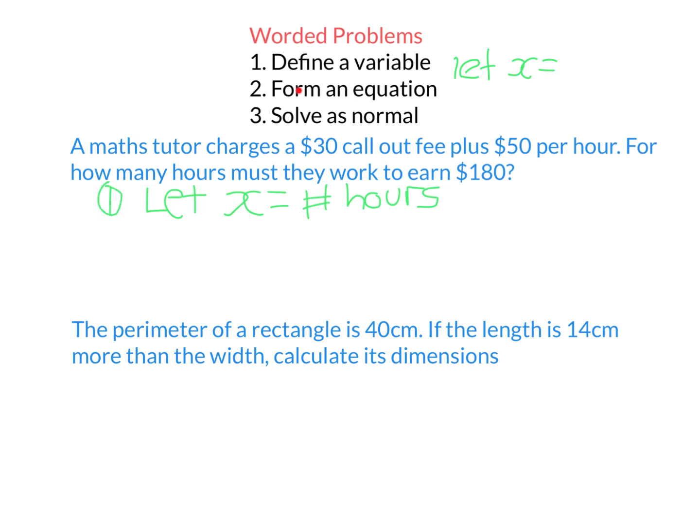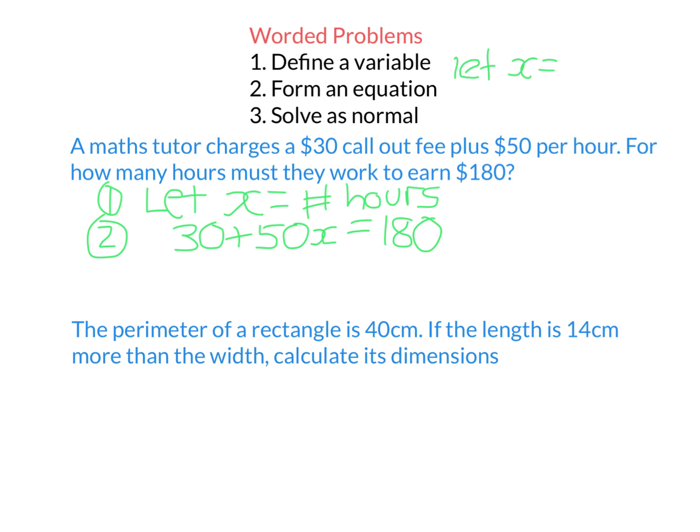So step 2 is form an equation. Basically that means I'm going to rewrite all of this information using only mathematical symbols and numbers. So what I'm going to do is rewrite this like $30 call out fee plus $50 per hour, $50 times the number of hours worked, and that gives us a total of 180.